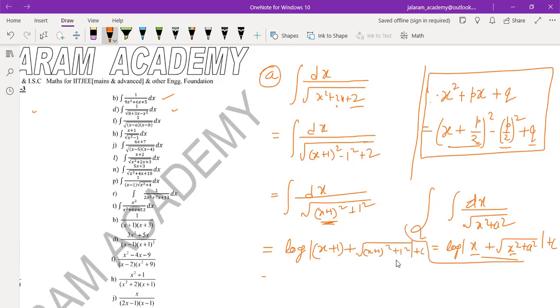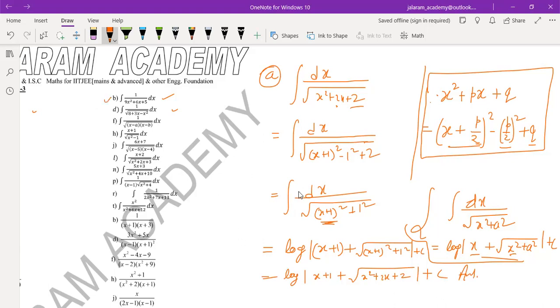Is that clear to everyone? Yes, sir. The final answer is log x plus 1 plus root x square plus 2x plus 1 plus 1 plus 2 plus c, which is the answer. Understood? Yes, sir.